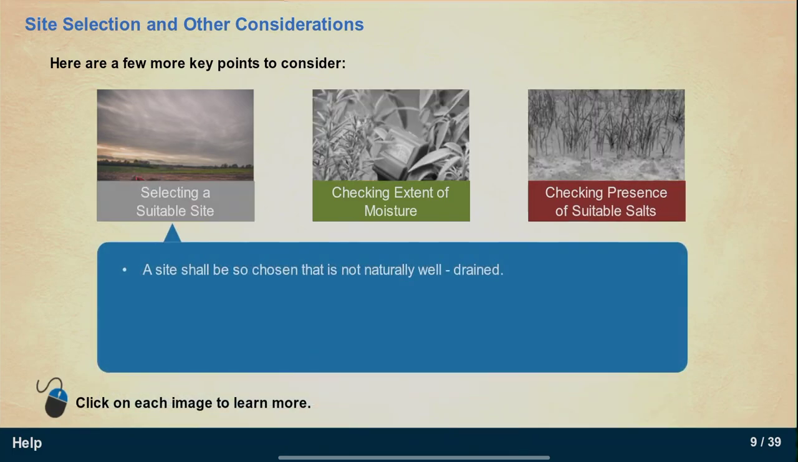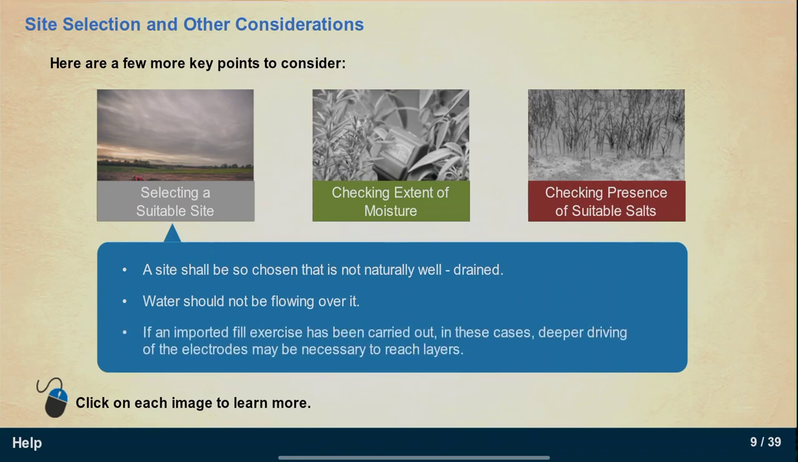A site shall be so chosen that is not naturally well drained. Water should not be flowing over it. If an imported fill exercise has been carried out, in these cases, deeper driving of the electrodes may be necessary to reach layers.